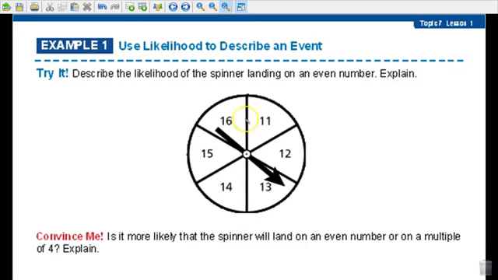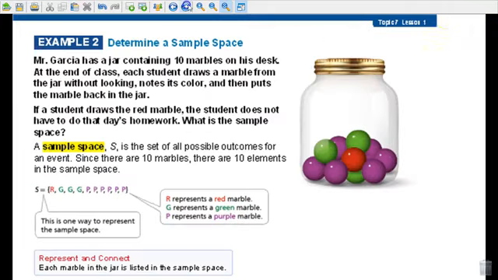Okay. So, 11, 12, 13, 14, 15, 16. Even number, even number, even number. There's 6 altogether, and there's 3 even numbers, so that's 3 out of 6. So, that is half. So, that is my midway point. So, what would that be? You're right. Neither likely nor unlikely. Good job. All right, let's move on.